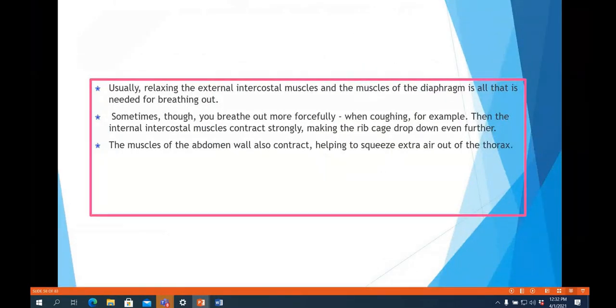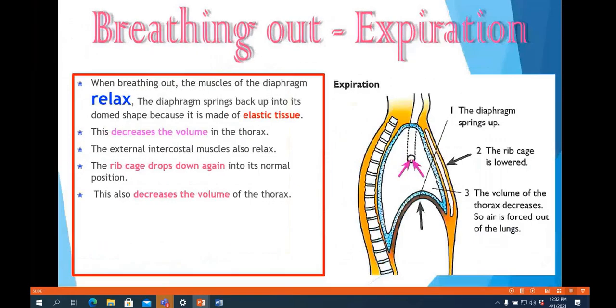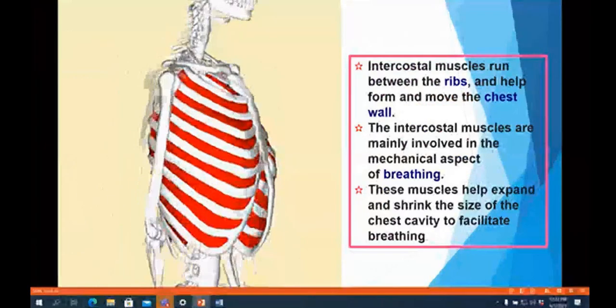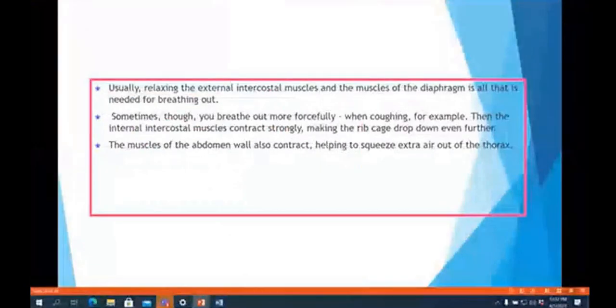All right, ladies. So usually relaxing the external intercostal muscles and the muscles of the diaphragm is all that is needed for breathing out. So we can say these two muscles are involved in the breathing movements: our intercostal muscles and our diaphragm.